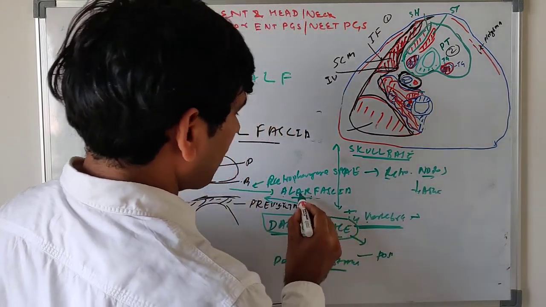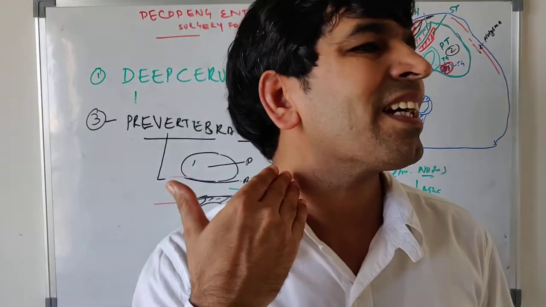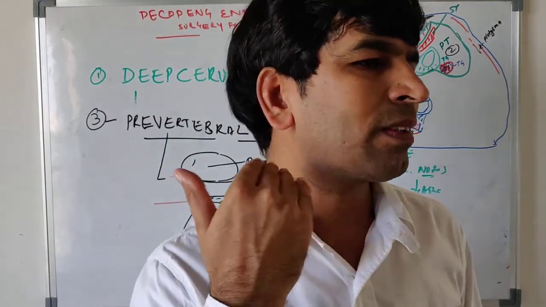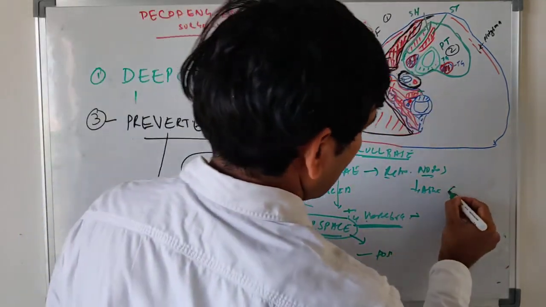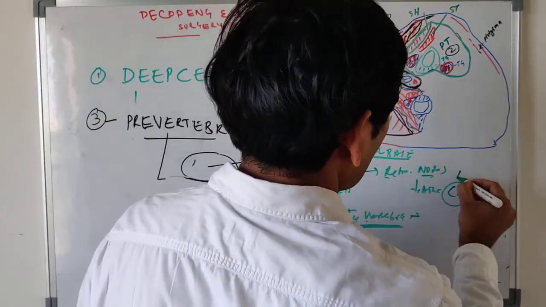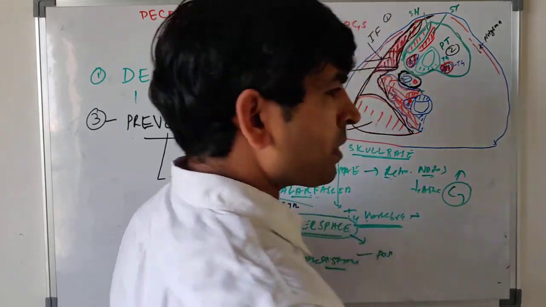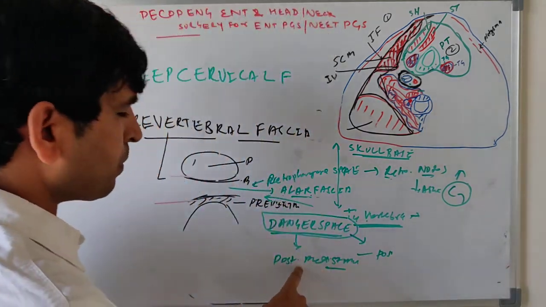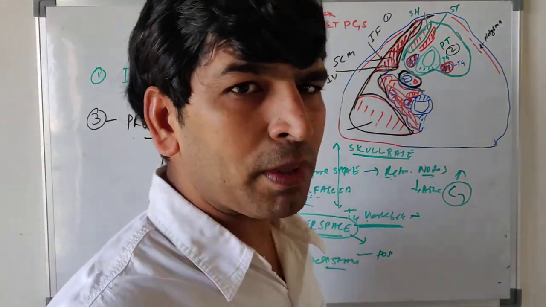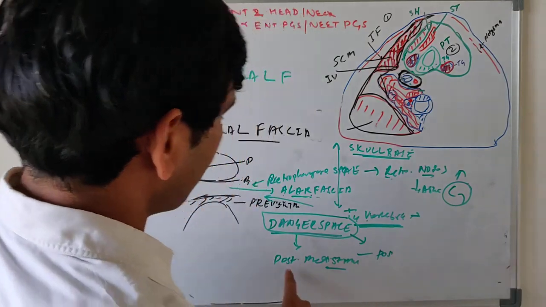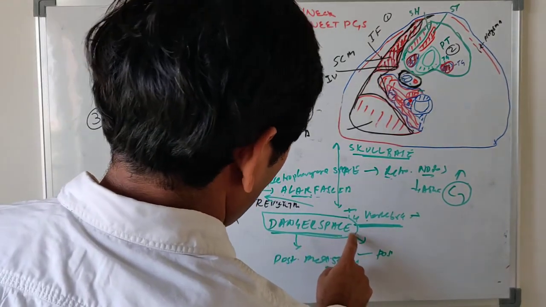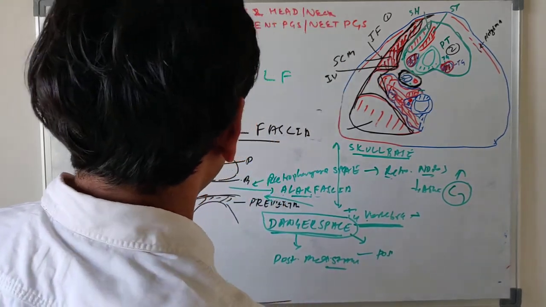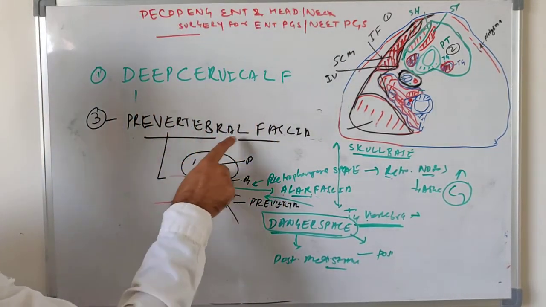But this alar fascia is entirely attached at the lateral process of C7 spine. That's why it does not go beyond this C7 vertebra. So the retropharyngeal space may extend up to the C7 vertebra, but the danger space may lead to infection in the posterior mediastinum. That's why it's called the danger space, because of its extension to the posterior mediastinum. This is the prevertebral fascia. Okay.